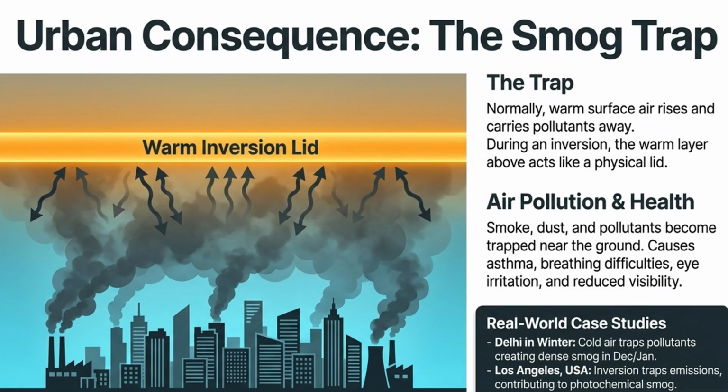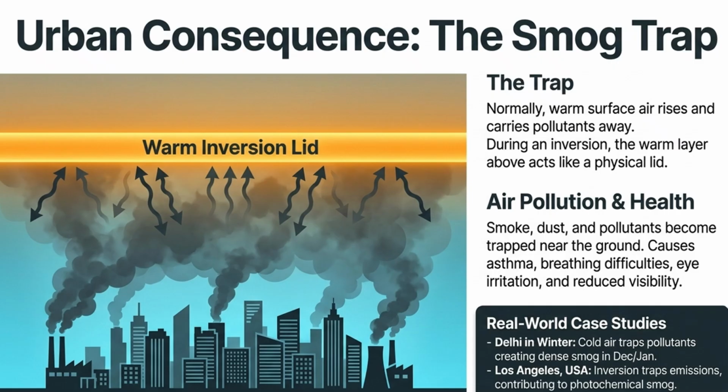Now let's understand one of the most important effects of temperature inversion, that is the smog trap. Normally, warm air rises and carries smoke, dust and other pollutants upward while they spread into the atmosphere. But during temperature inversion, the warm air above acts like a lid or blanket. It prevents the cold air near the ground from rising. As a result, smoke, dust and harmful gases become trapped close to the Earth's surface. These lead to smog, poor visibility and unhealthy air. This trapped pollution can cause breathing problems, asthma, eye irritation and other health issues.